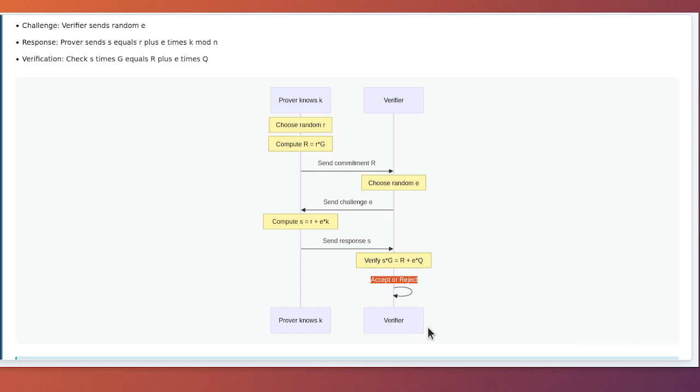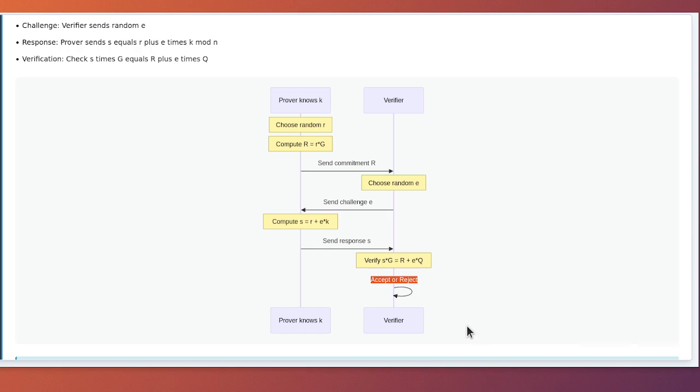We know that Q equals K times G, so E times Q equals E times K times G. We know that R equals R times G. The response is S equals R plus E times K. Therefore, S times G equals the quantity R plus E times K times G, which equals R times G plus E times K times G, which equals R plus E times Q. So, if the prover computed S correctly, the verification equation will hold. An honest prover who knows K will always be able to compute the correct response, so the protocol satisfies completeness.